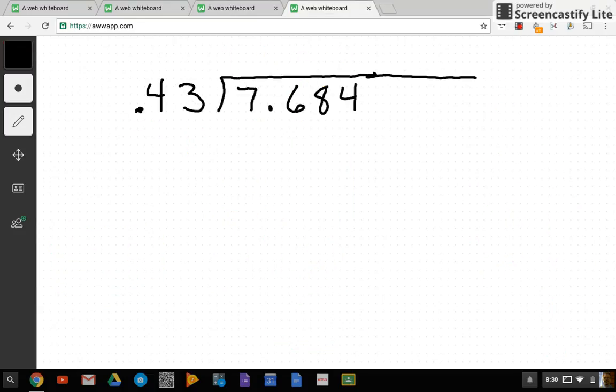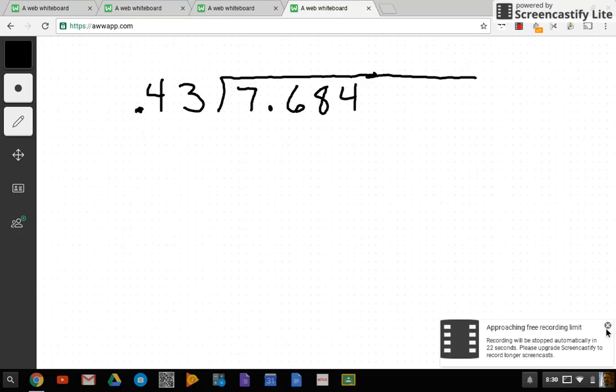Now, final problem. I've got a decimal, and I am dividing it by another decimal. And it looks like I'm going to have to do that one in a separate video.